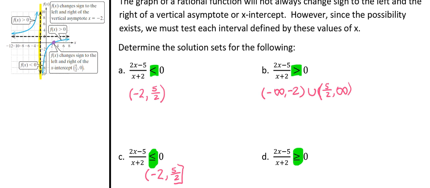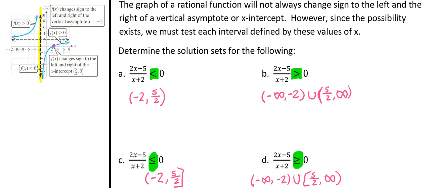So now where are we greater than or equal to 0? So we see that that happens from, again, negative infinity to negative 2. And then from this 5 halves all the way to infinity. And we get to include our 5 halves this time. So we would write that as negative infinity to negative 2, unioned with, and then closed bracket, of 5 over 2, all the way to positive infinity.